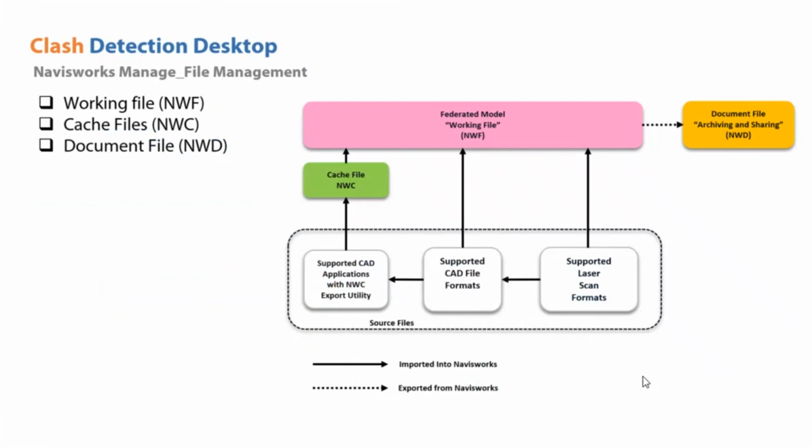So Navisworks consists of three file types. The basic one is the Navisworks cache file. The NWC is the direct Navisworks file, which consists of the raw data that can be exported from any of the model authoring software, say Revit or Civil 3D or any CAD-based platform. These can be combined together as a federated model, and the file type we call it is the NWF, or the Navisworks working file.